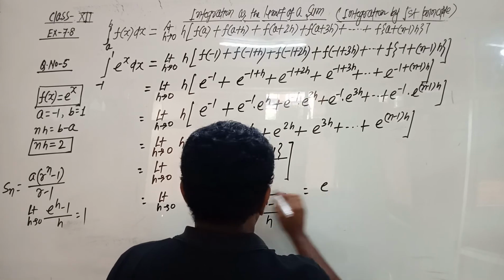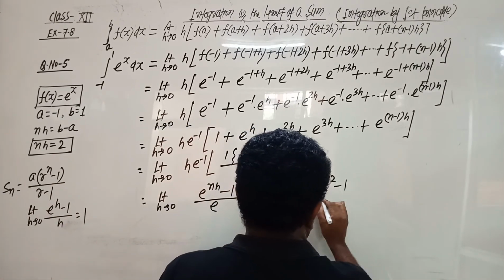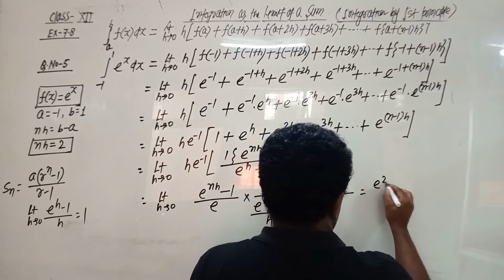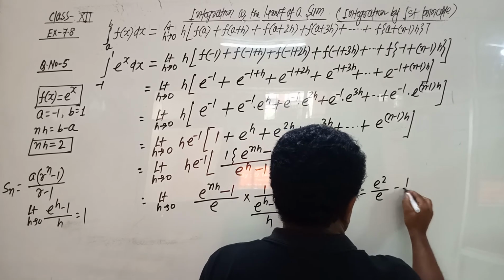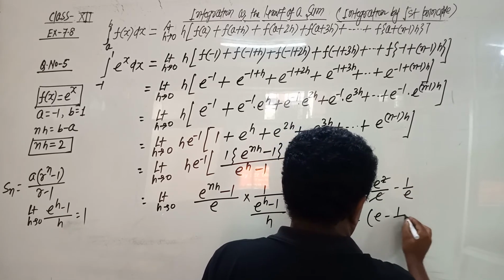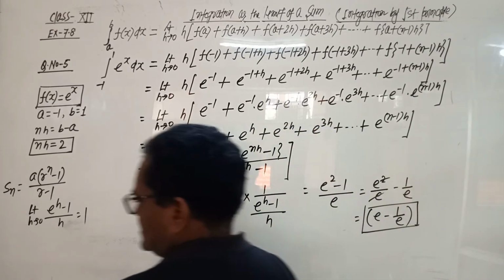So e raised to the power nh, the value of nh is 2. So e raised to the power 2 minus 1 upon e, separated by the terms, we get e minus 1 by e. So this is the result, e minus 1 by e.